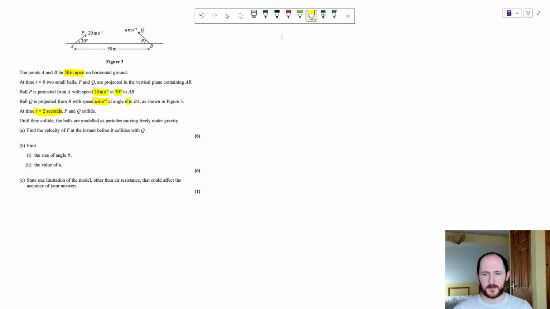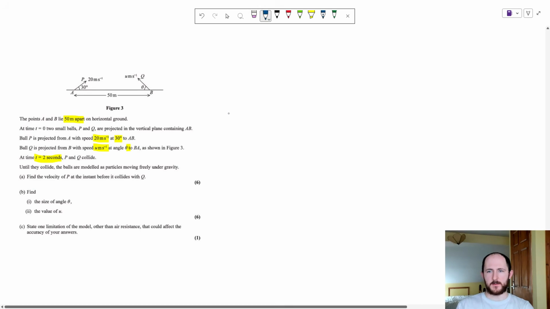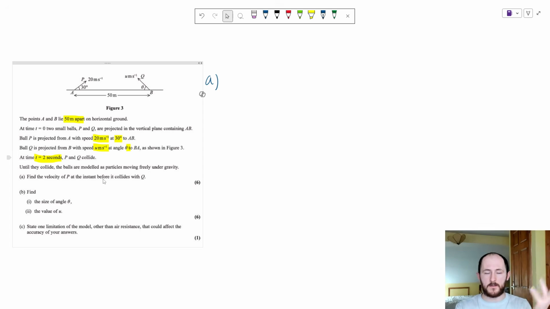Until they collide, they're modelled as particles, moving freely under gravity. Find the velocity of particle P the instant before it collides with Q. Now, because they're asking for the velocity, which is a vector, you can give it as a vector, or you have to take the modulus, because they haven't said horizontal or vertical, right? Because they're talking about the overall velocity.